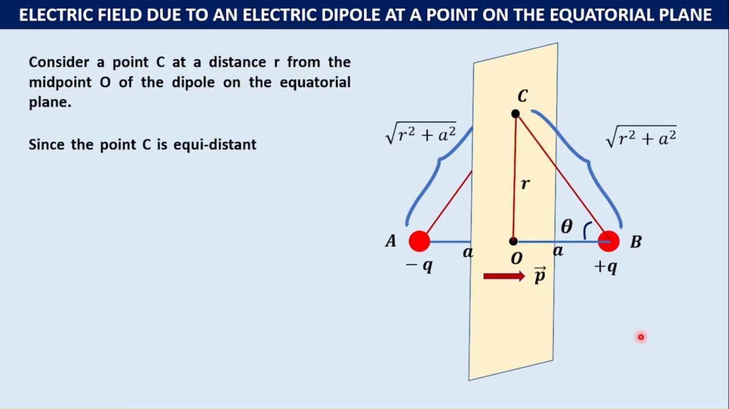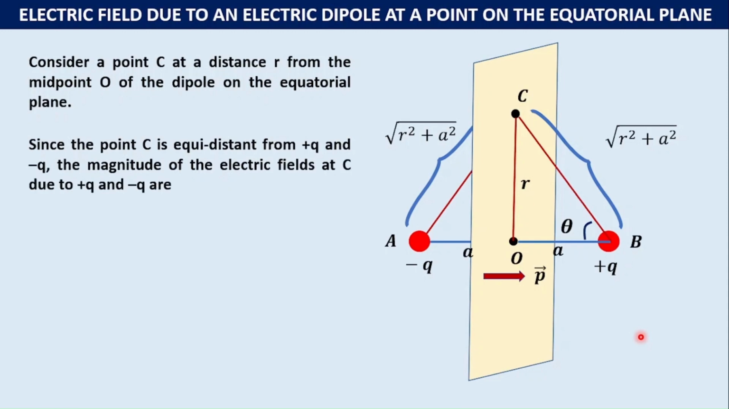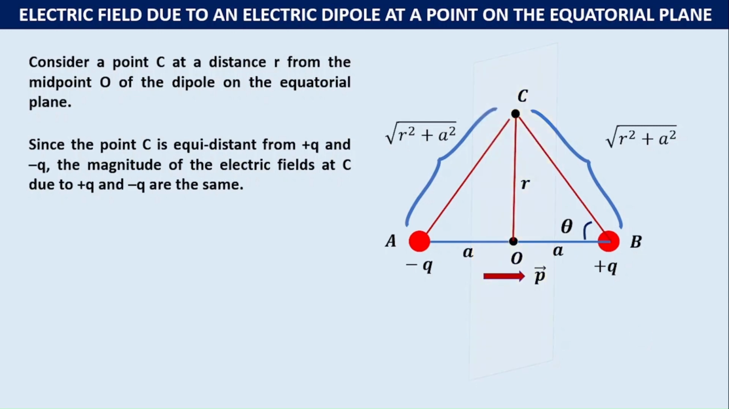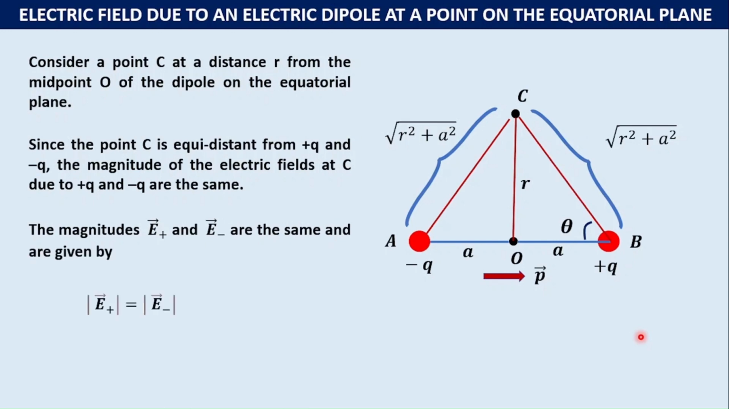Since the point C is equidistant from plus Q and minus Q, the magnitude of the electric fields at C due to plus Q and minus Q are the same. Let us remove this plane for convenience. The magnitude of E plus vector and E minus vector are the same, and it is given by modulus of E plus vector equals modulus of E minus vector equals 1 by 4 pi epsilon naught Q divided by R square plus A square.